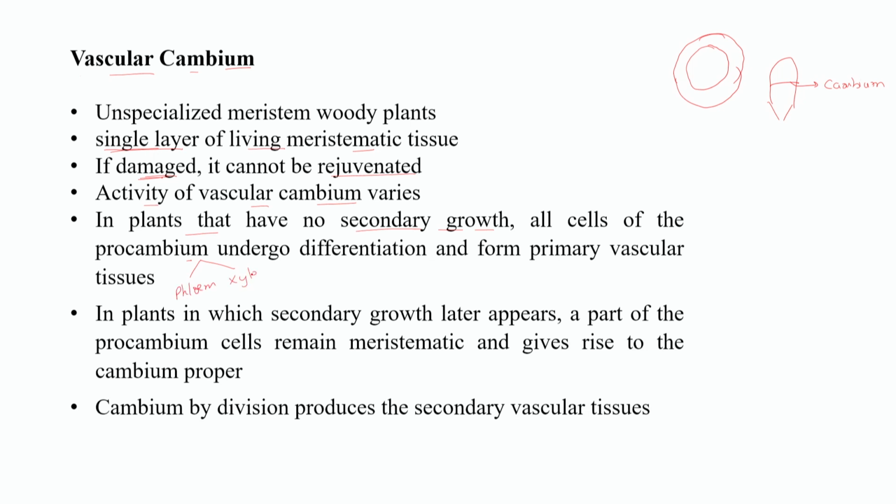Phloem and xylem. So here you can see that there is no cambium formation. All the procambium layers have been utilized, and if there is no cambium, then definitely no secondary growth. But in those plants in which secondary growth formation is there, some part of the procambium is still present in the meristematic form, and it remains meristematic and gives rise to the cambium proper, that is the vascular cambium. Cambium, by division, produces the secondary vascular tissues.